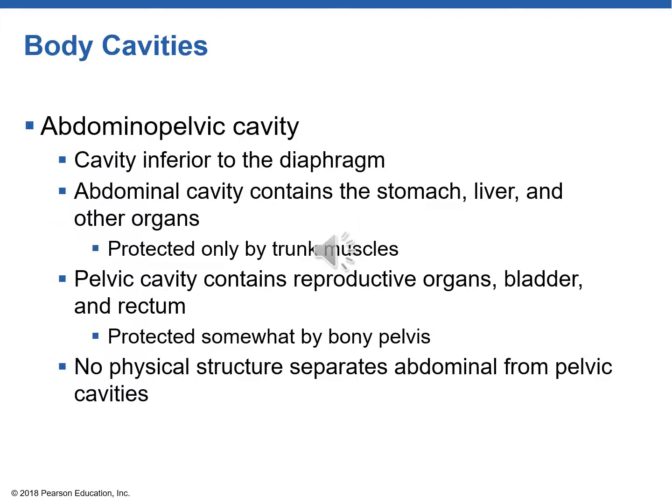The abdominal pelvic cavity is below the diaphragm, and we think of it as an abdominal cavity and a pelvic cavity, even though there's no physical structure that actually separates them, interestingly. The abdominal cavity contains a lot of the gastrointestinal system, including the stomach, liver, and a few other organs, and the pelvic cavity contains a lot of the reproductive organs.